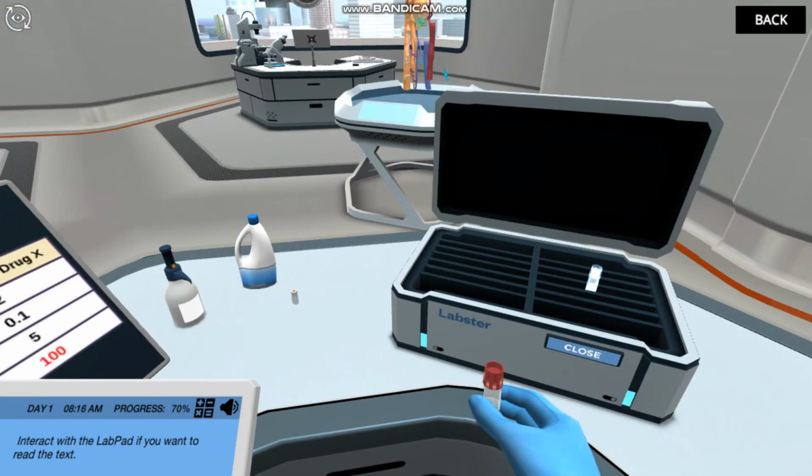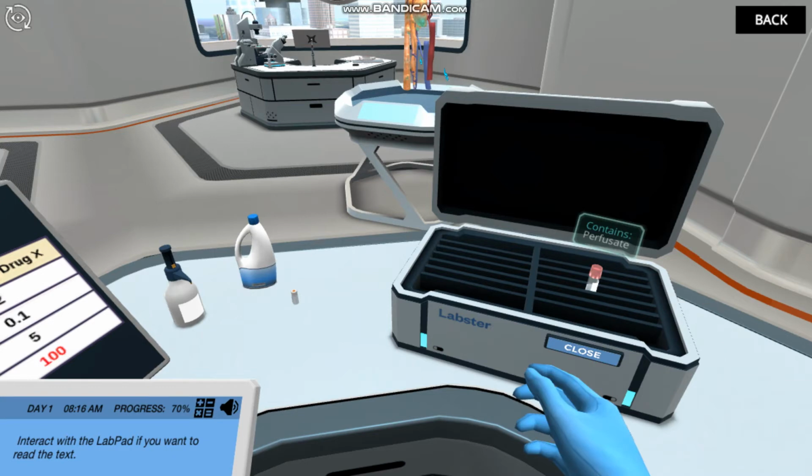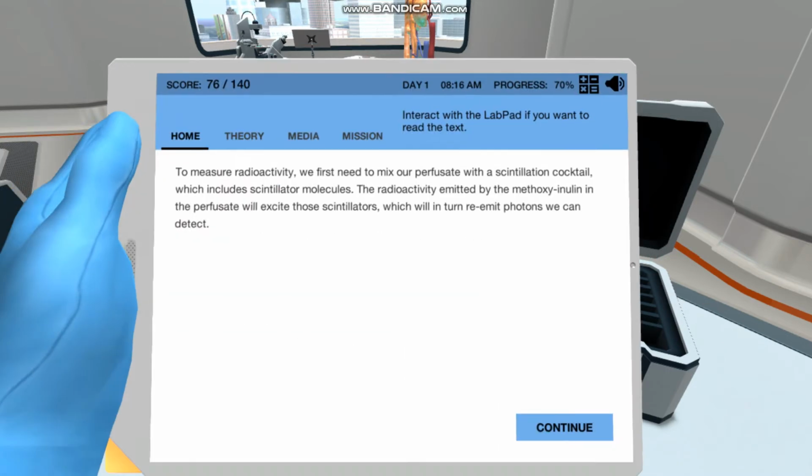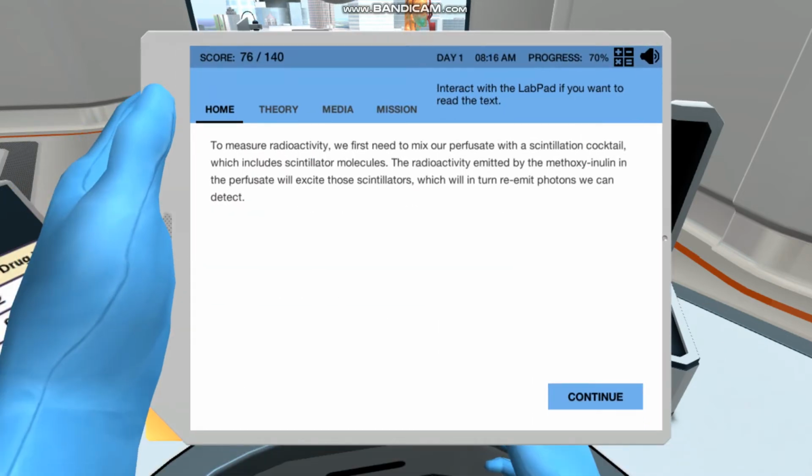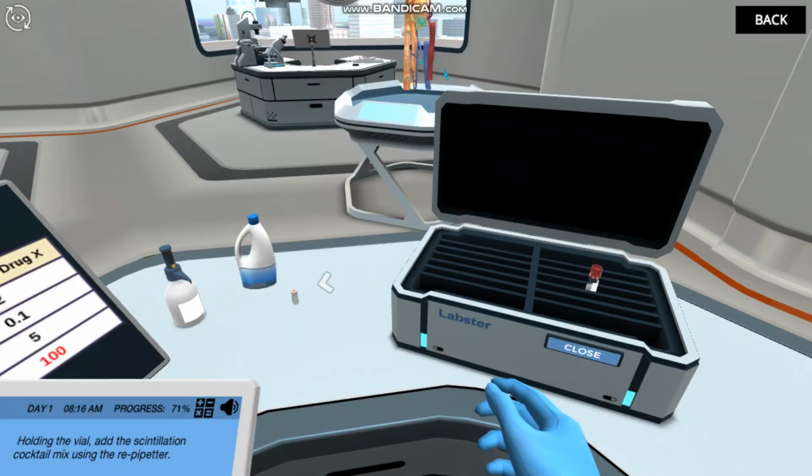To measure radioactivity, we first need to mix our perfluorescate with a scintillation cocktail, which includes scintillator molecules. The radioactivity emitted by the methoxyinulin in the perfluorescate will excite those scintillators, which will in turn re-emit photons we can detect. Holding the vial, add the scintillation cocktail mix using the re-pipetter.